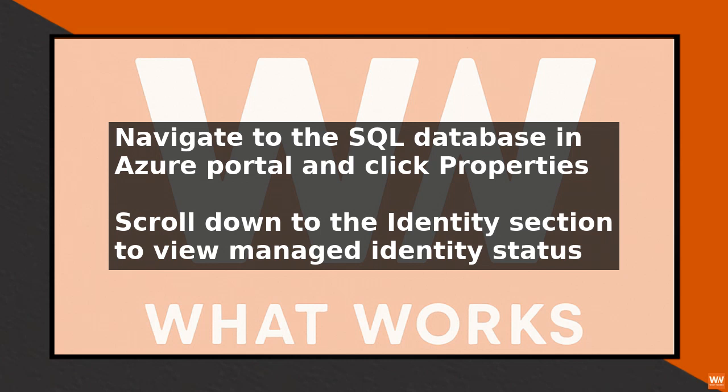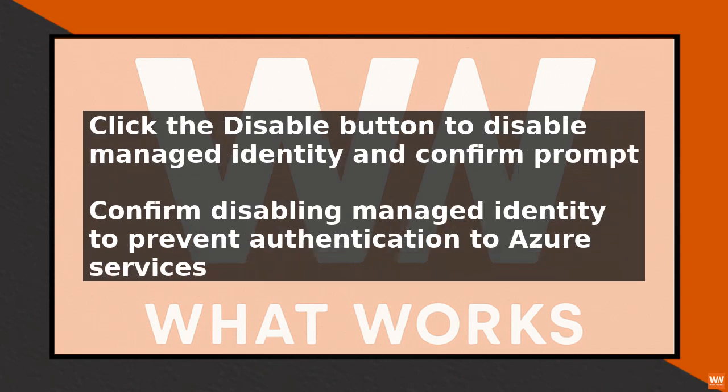Alternatively, you can also disable Managed Identity using Azure CLI or PowerShell. To use Azure CLI, run the command az sql db update with the resource group name, server name, database name, and the parameter set identity to off. For PowerShell, use the command Set-AzSqlDatabase with the resource group name, server name, database name, and the parameter AssignIdentity to null.